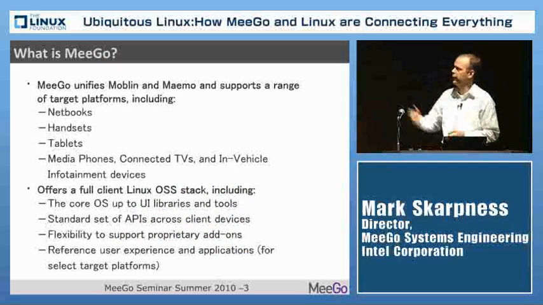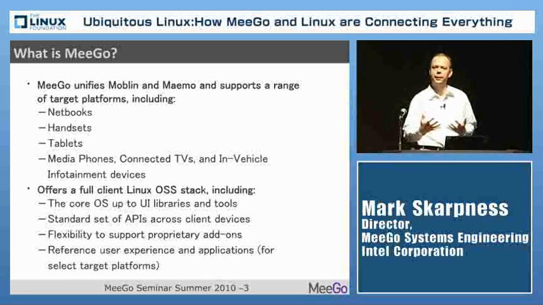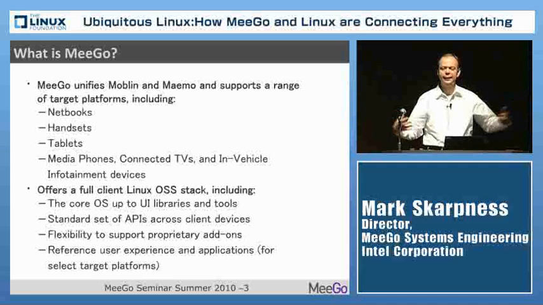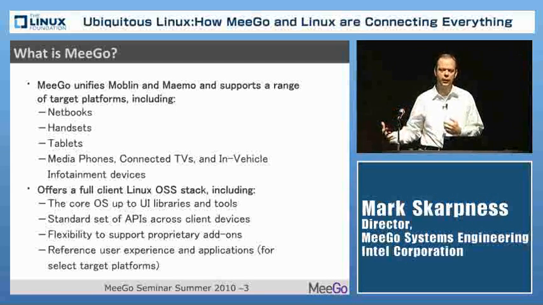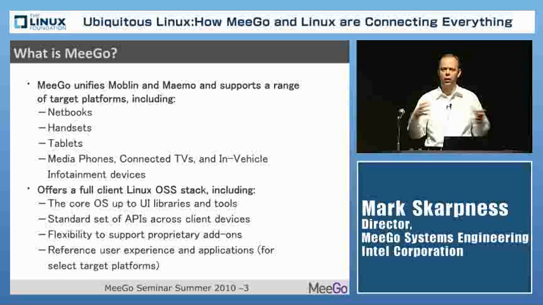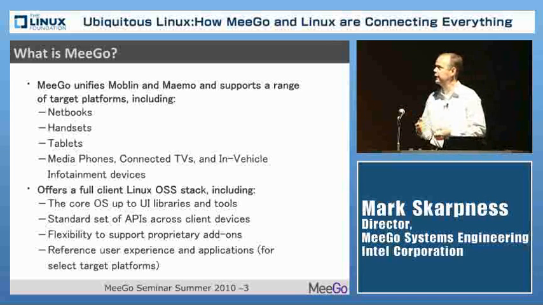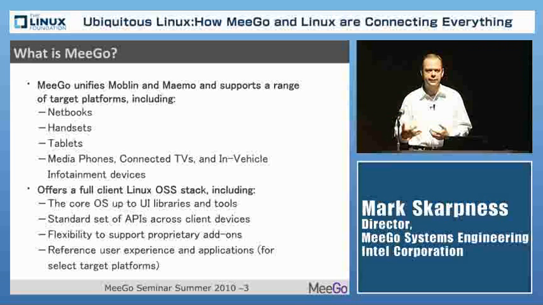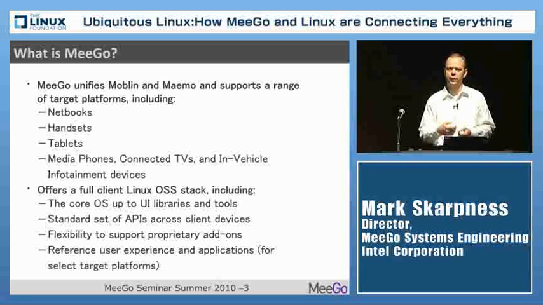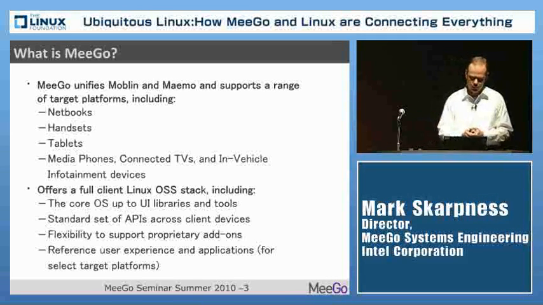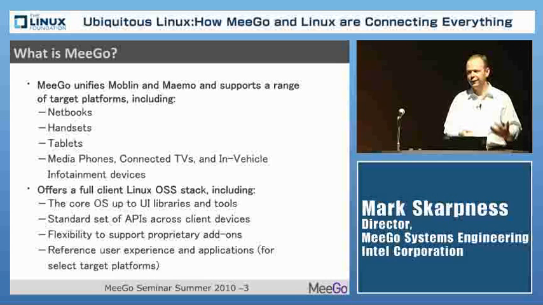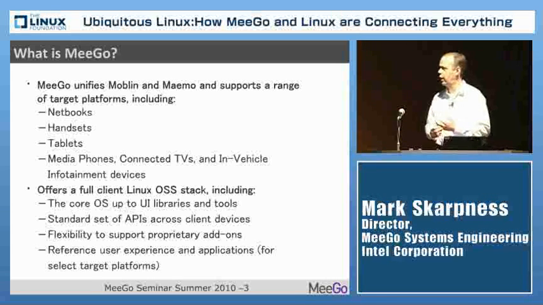So we've covered this pretty thoroughly today. Hopefully you've gotten the message in terms of, what is MeeGo. MeeGo brings together Maemo and Moblin. It supports Intel architecture. It supports ARM. And it also supports a broad range of vertical categories or platforms: netbooks, handsets, tablets, media phones, connected televisions, in-vehicle infotainment. Those are the current target platforms, and it's certainly possible that we'll add more over time, driven by people that come and contribute to the project, as we've talked about.